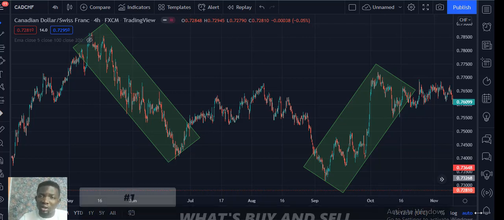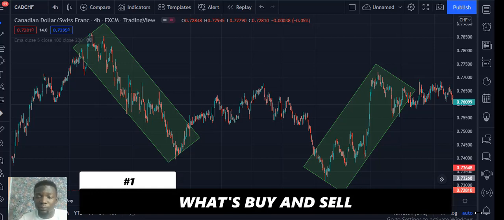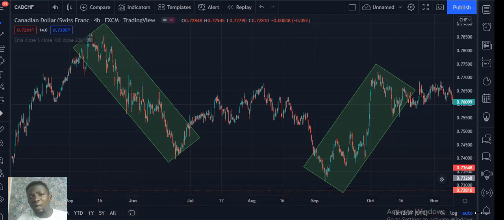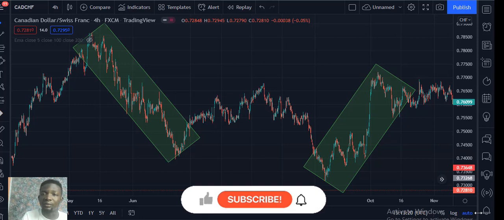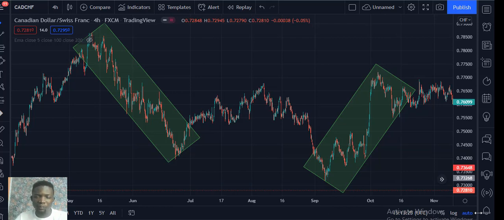So firstly, you need to understand buy and sell in forex. Now, what do we mean by buy? What do we mean by sell? When we say buy, we're talking about going long, we're talking about bullish, and when we say sell, we're talking about going short, and we're talking about bearish. We buy at a cheaper price, and we sell at a higher price. Everyone always wants to buy something at a very cheap price, and sell it at a very high price.